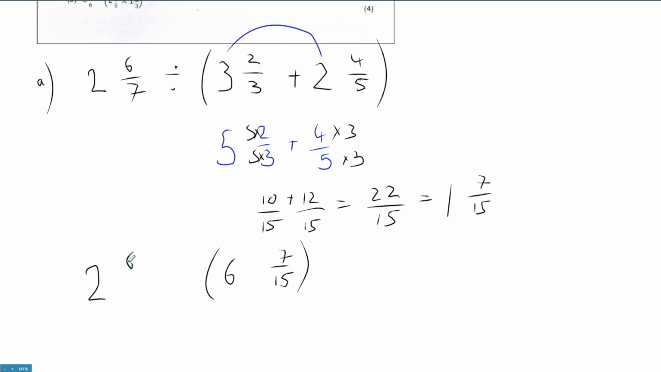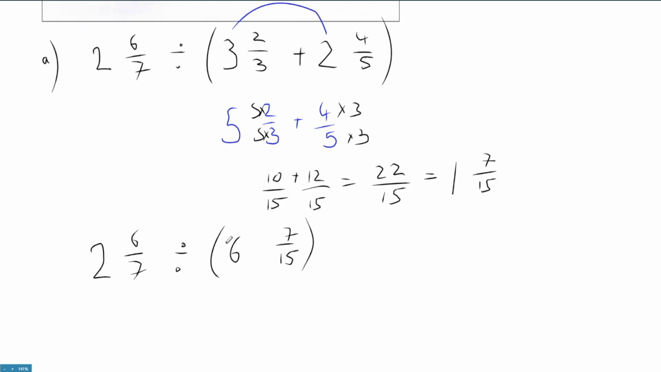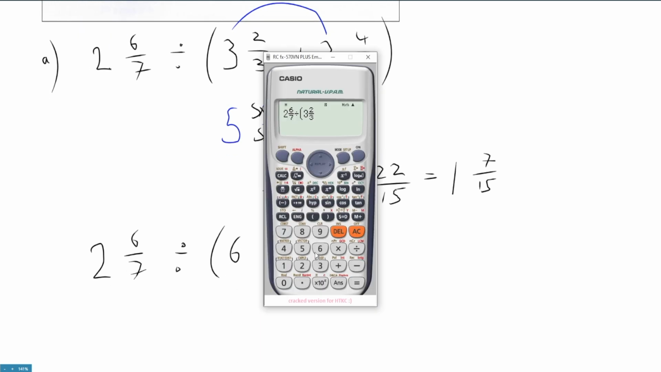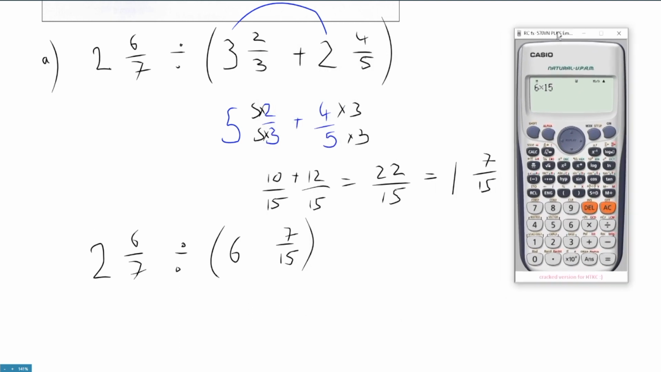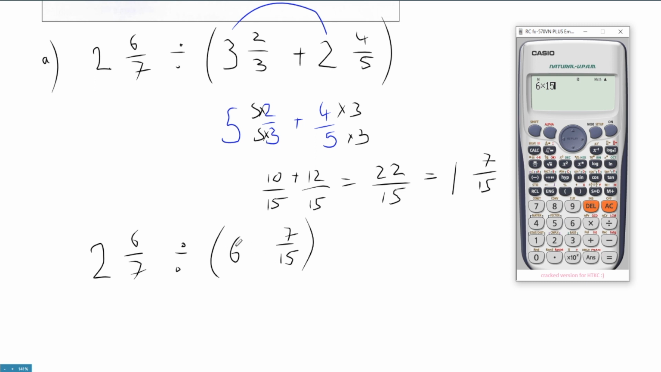So far we've got 2 and 6/7 divided by. Now to do the divide, I really do need it to be a top-heavy fraction. I kind of tried to avoid doing that, but now I'm going to have to do that anyway. How many is, oh, let's just do it on a calculator. 6 times by 15. I'm sorry, I'm covering it up. The reason why I'm doing 6 times by 15 is to pop it into a top heavy fraction.